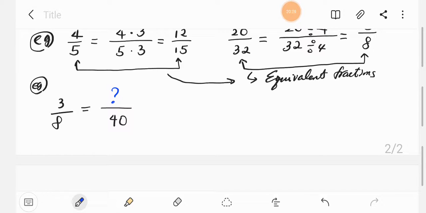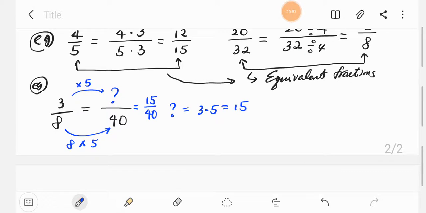Well, we have to find the factor. 8 became 40 by multiplying by what? 8 times 5 is 40. So we will multiply 3 by 5. So the question mark will be 3 times 5, which is 15. So this will be 15 over 40. Make sense?